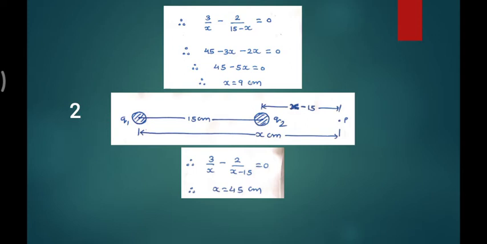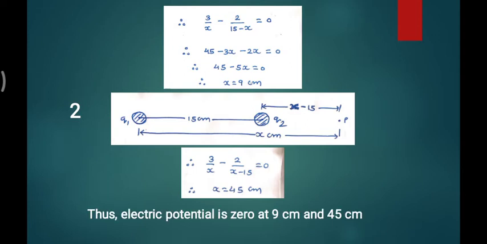So we get 2 points on the line joining the charges, x is equal to 9 centimeter and x is equal to 45 centimeter, where our potential is going to be 0. It's a very easy example. Thus this is the conclusion we made: electric potential is 0 at 9 centimeter and 45 centimeter.